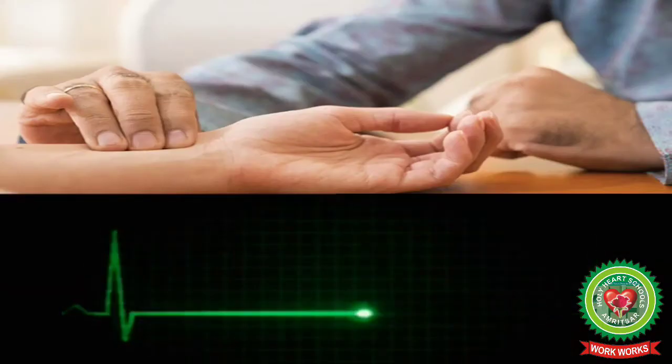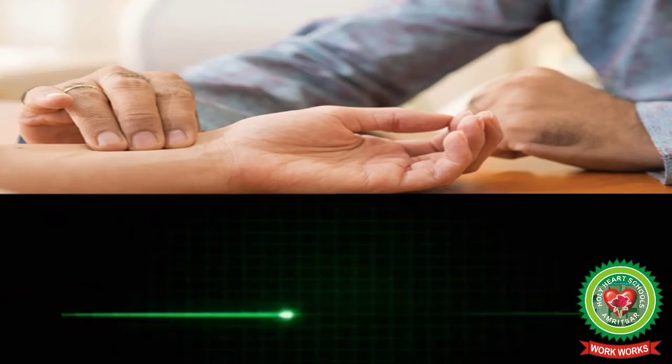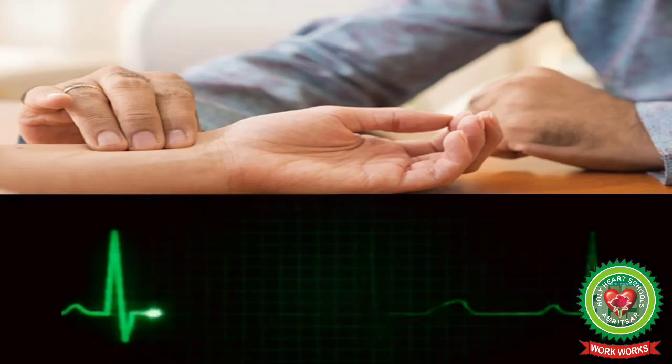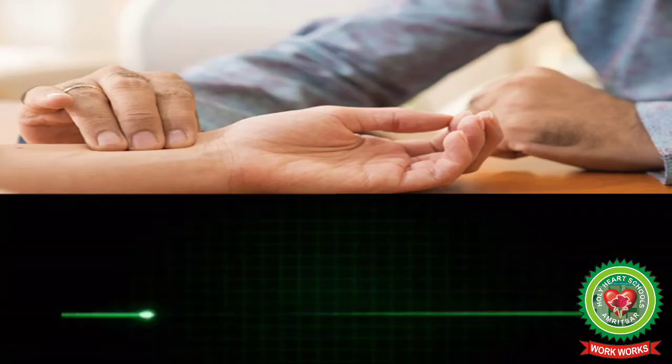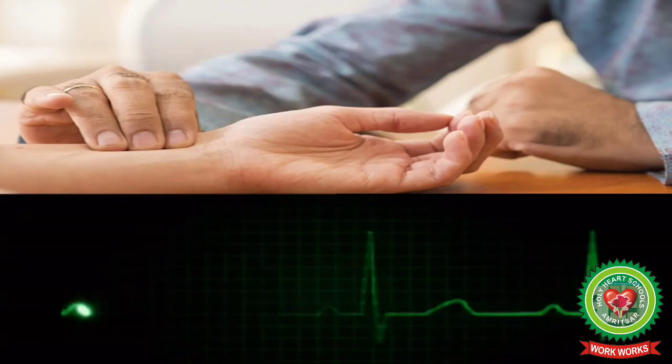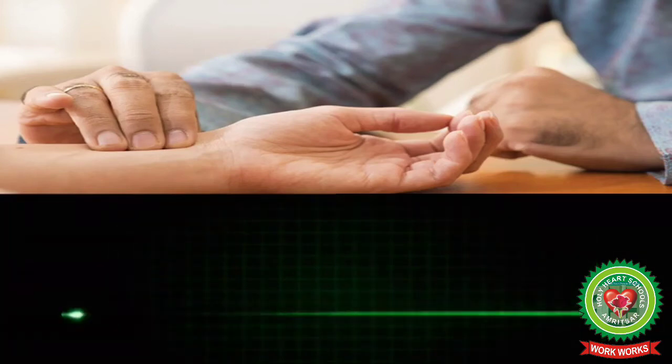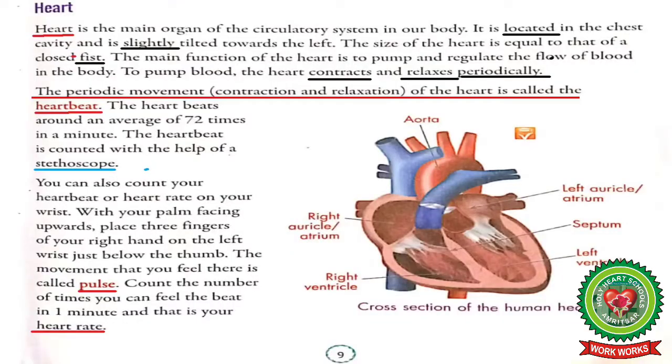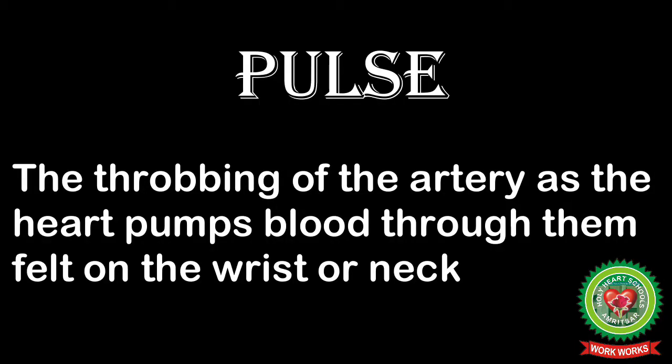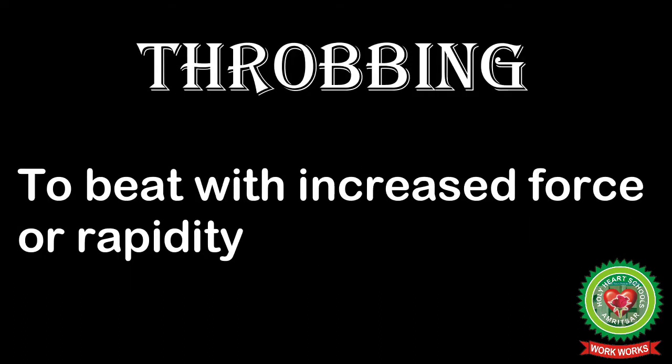Students, you can also count your heartbeat or heart rate on your wrist with your palm facing upwards and place 3 fingers of your right hand on the left wrist just below the thumb, and the movement you feel there is called pulse. Now, what is pulse? The throbbing of the artery as the heart pumps blood through them, felt on the wrist or neck. Throbbing means to beat with increased force or rapidly.